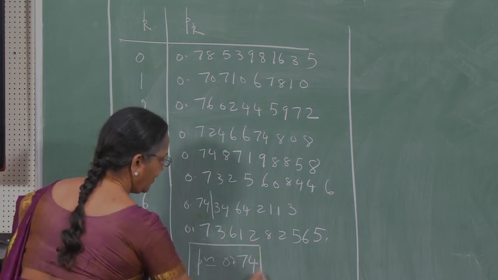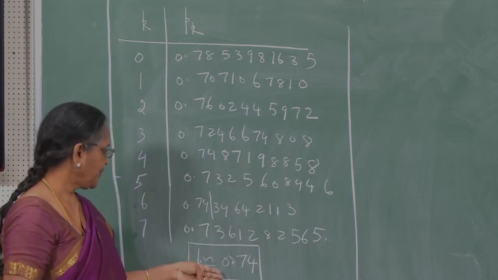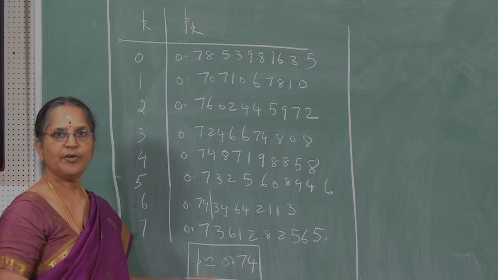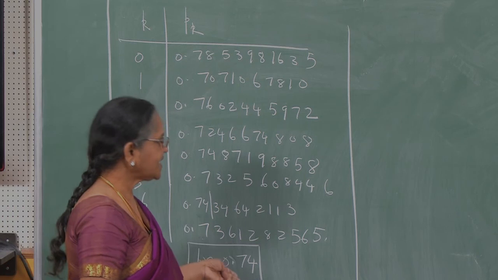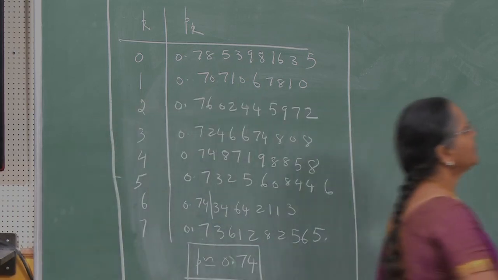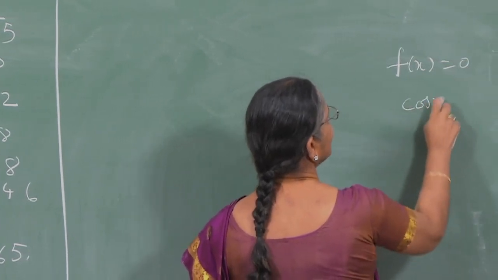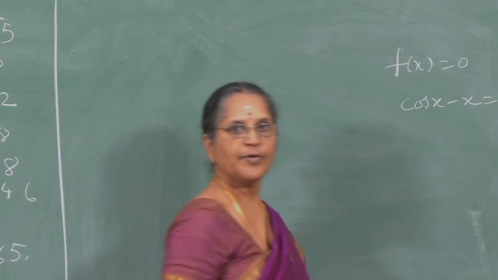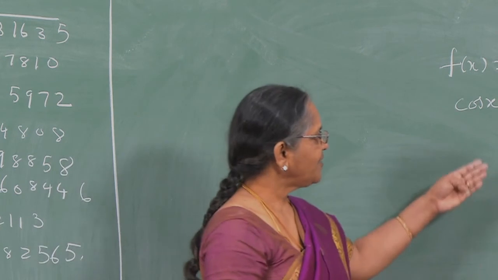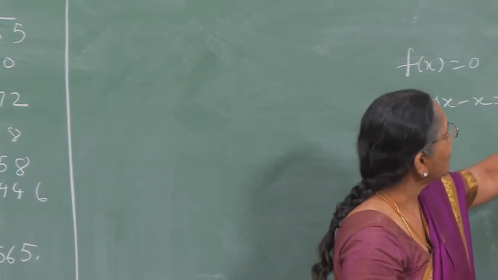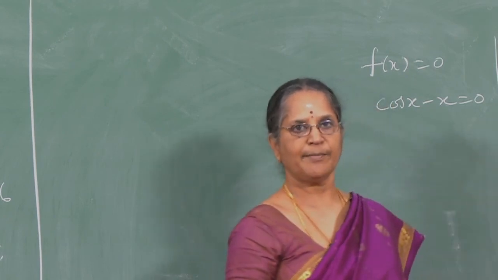So, the fixed point to which the sequence of iterates converges is given by p equal to 0.74, correct to 2 decimal places, and it is an approximation to the solution of the equation f of x equal to 0, namely cos x minus x equal to 0 in the interval 0 to pi by 2. So, we observe that the Newton-Raphson method belongs to the class of fixed point iteration methods.